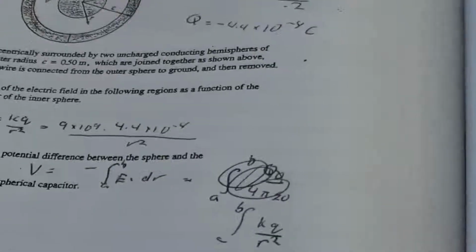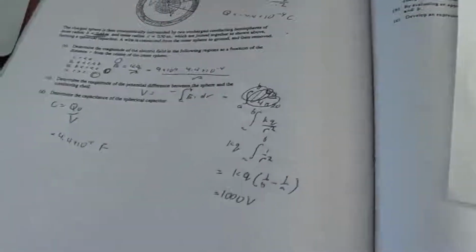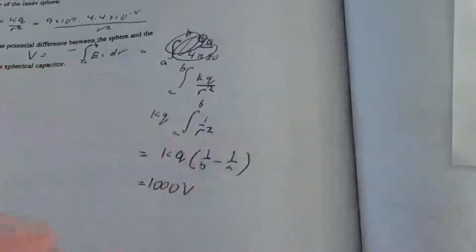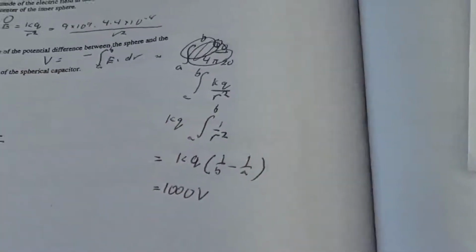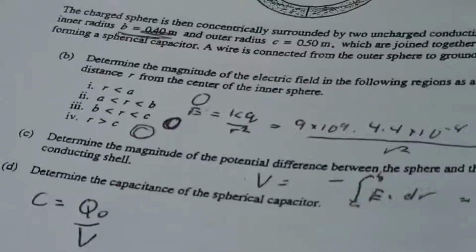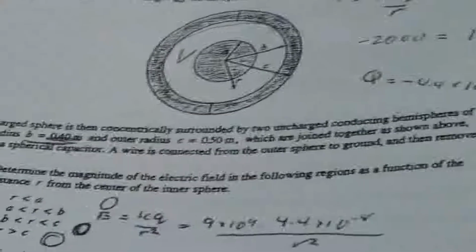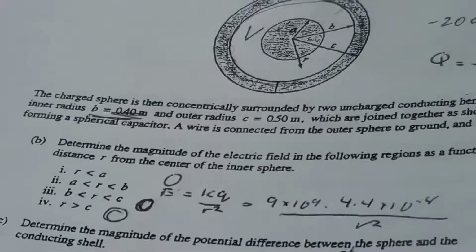And although it got cut off a little earlier, you can still see the work derived. Here's part C, starting with the negative integral, then you do the calculus, you get KQ times 1 over B minus 1 over A, which equals 1,000 volts. Then for part B-IV it's 0 because the electric field inside a conducting sphere is 0, so yeah, there's no electric field.